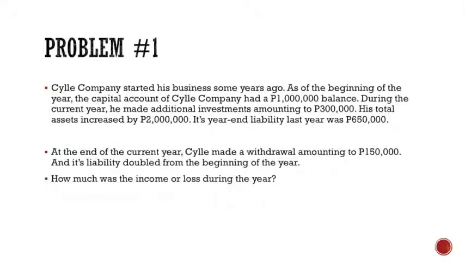So we have problem number one, Sile Company. Sile Company started his business some years ago. As of the beginning of the year, the capital account of Sile Company had a 1 million balance. During the current year, he made additional investments amounting to 300,000. His total assets increased by 2 million. Its year-end liability last year was 650,000. At the end of the current year, Sile made a withdrawal amounting to 150,000 and its liability doubled from the beginning of the year. Question is, how much was the income or loss during the year?